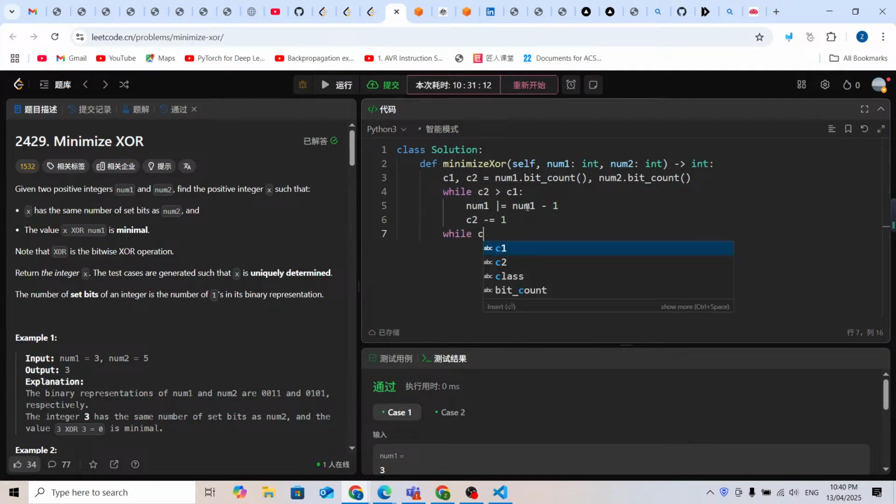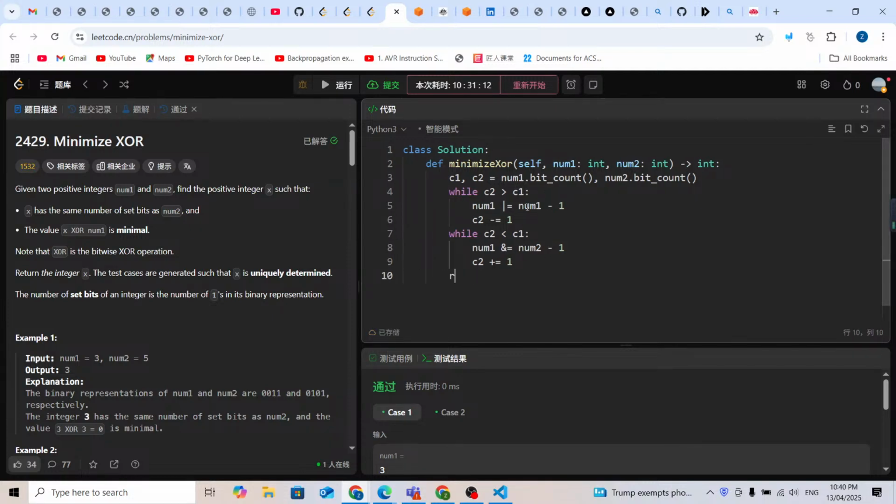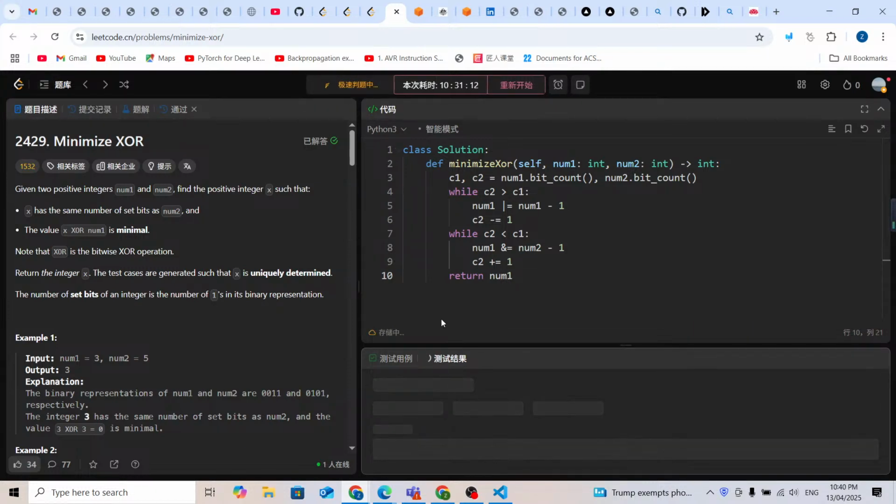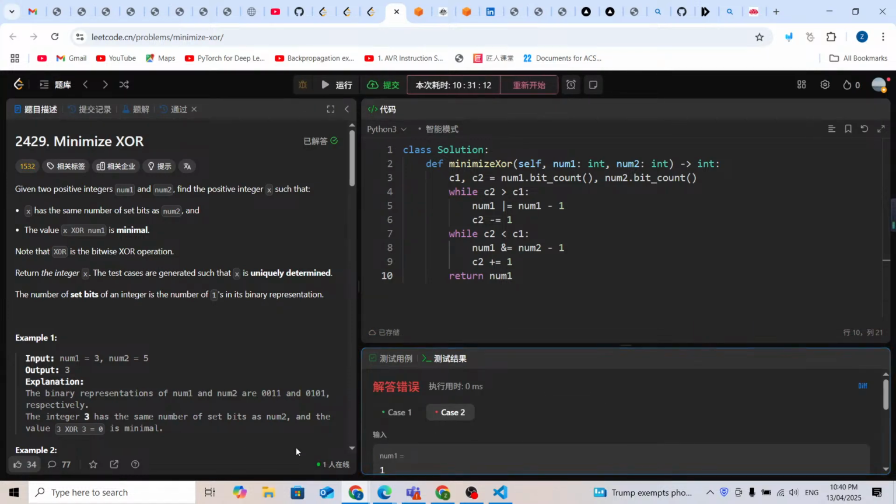So similarly, while C2 is less than C1, for number 1, I'm going to use the add operation. Number 2 is going to minus 1, and C2 is going to plus equal to 1. So finally, I will return number 1. Let me just run it. I'm not sure if it works. It didn't.